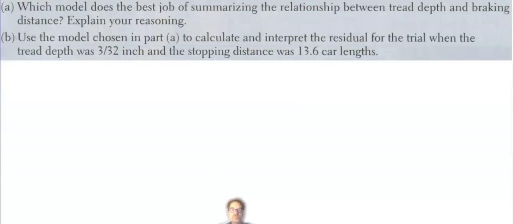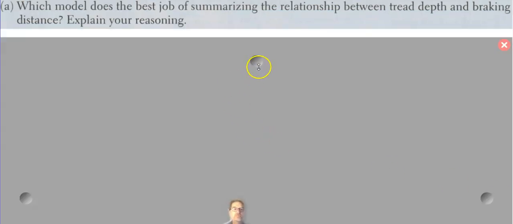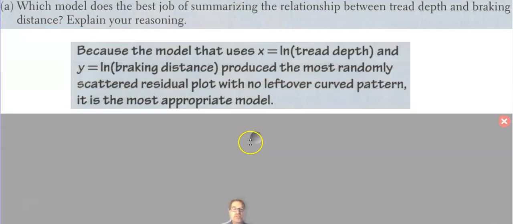So let's figure out which of those did the best job of summarizing the relationship between tread depth and braking distance. And then let's predict how long it's going to take my car to stop. Let's interpret the residual for the trial. Go back and look at your residual plots. Which residual plot has the most random pattern? The one that had the most random pattern is the one where we took the natural log of both sides. You can also do log. It doesn't matter which one you use, just do the same on both sides.